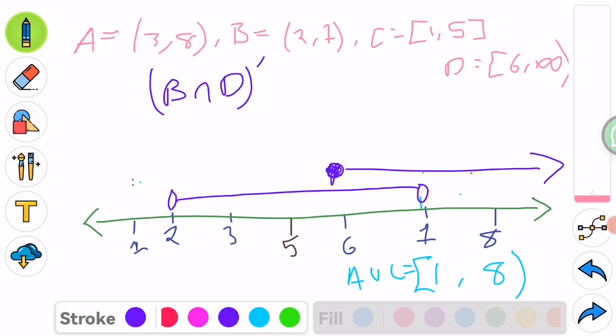And then what are we finding here? We're finding the intersection. So the intersection is the common region between these two sets, so this is going to be this region here. This is the intersection. So notice that the intersection is bounded by which numbers?